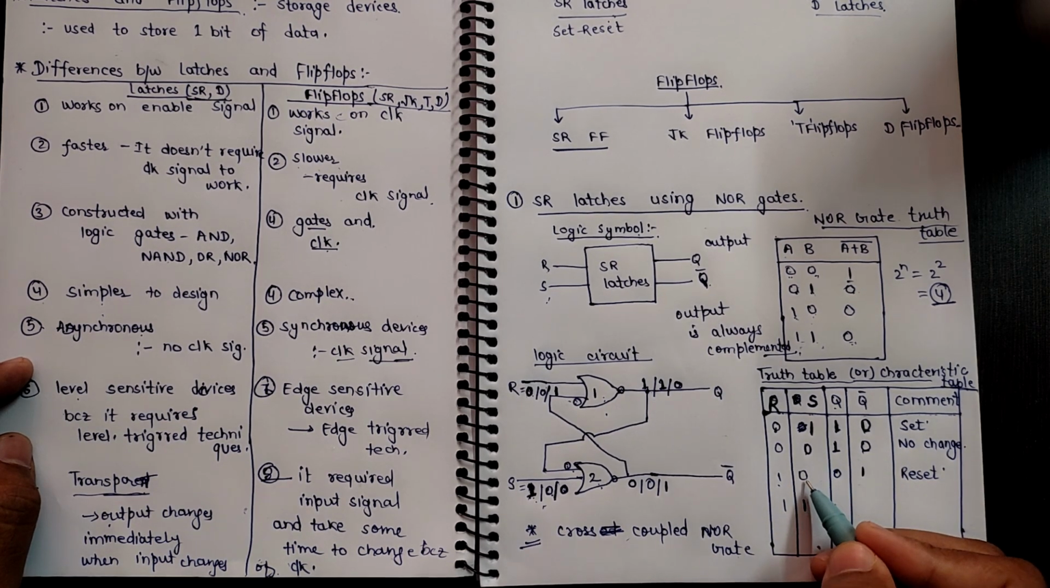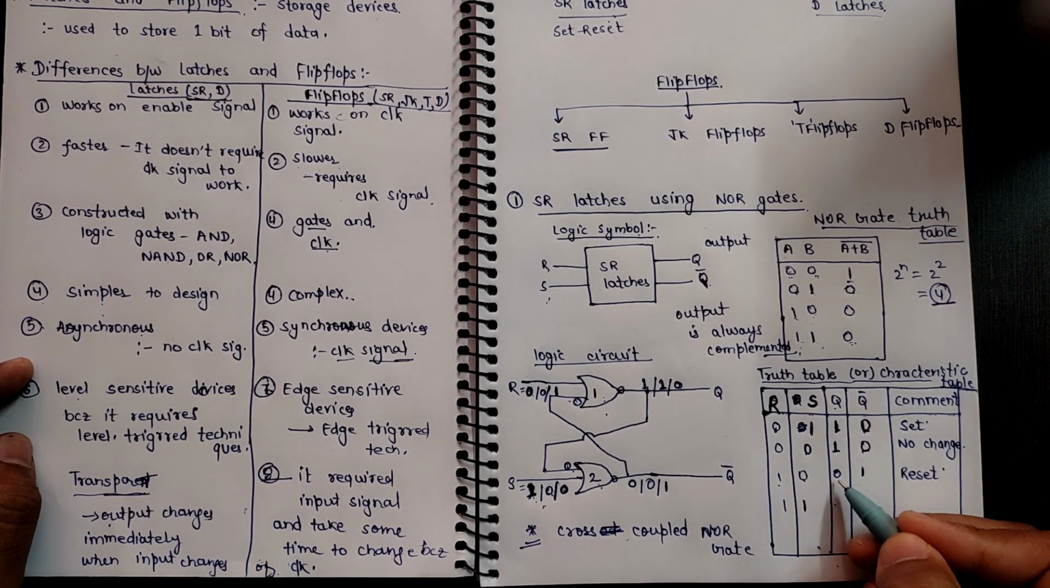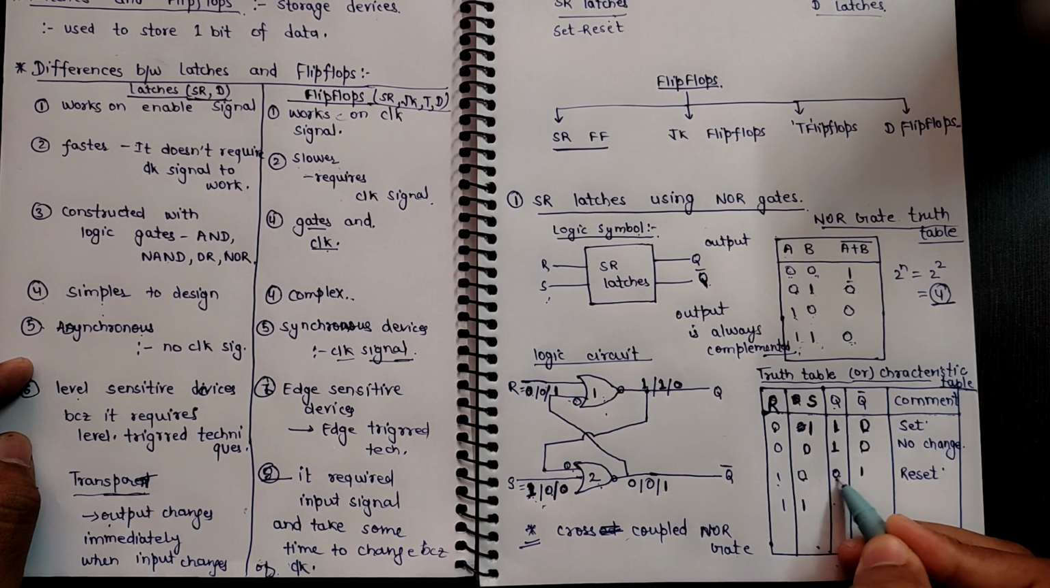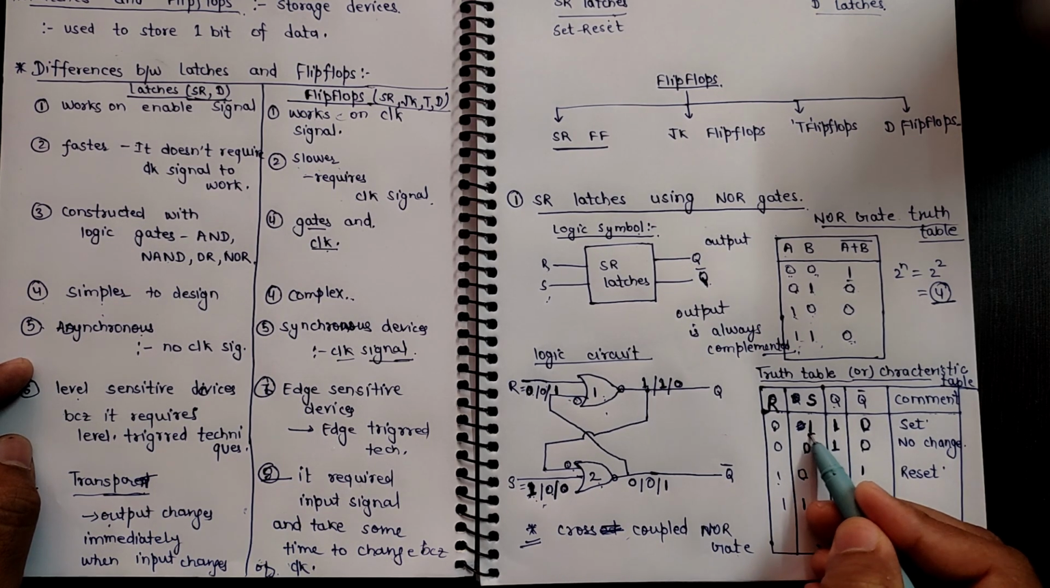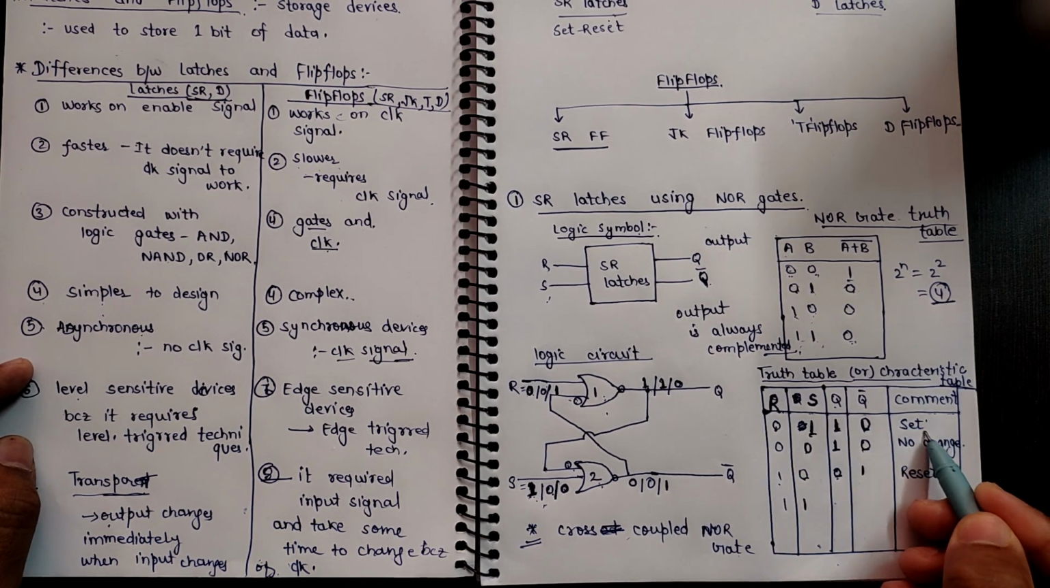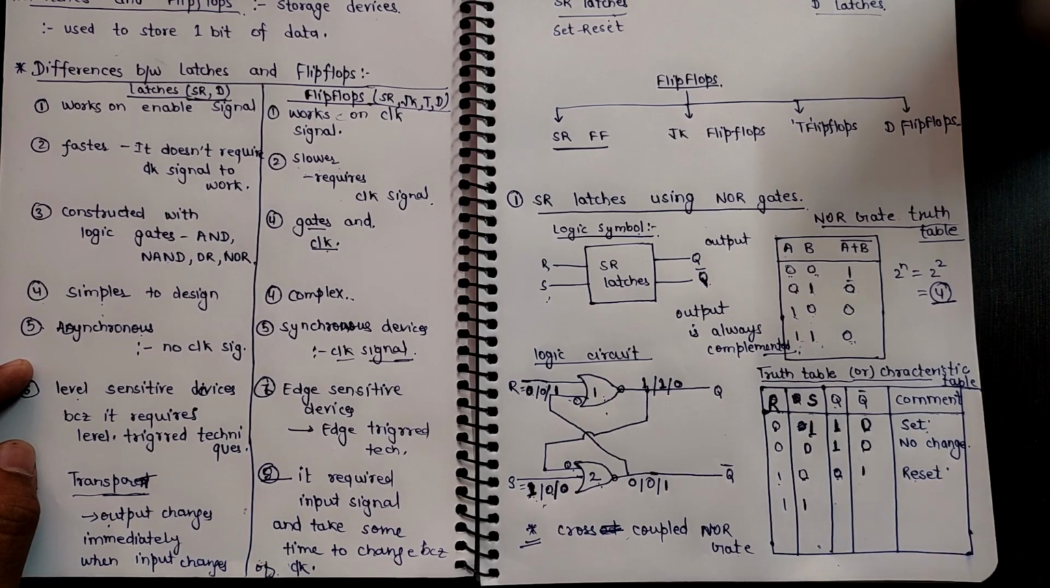Because our S value is 0 and we are getting Q as also 0, we will call it reset. When the S value is 1 and Q value is 1, we call it set, and when 0 and 0, we call it reset.